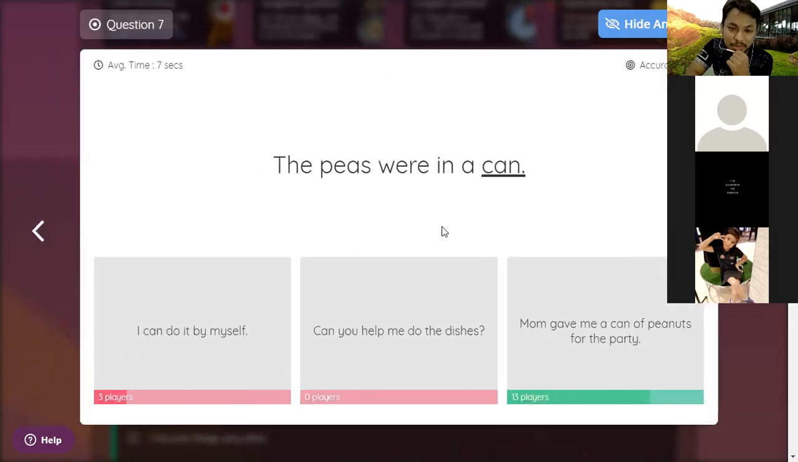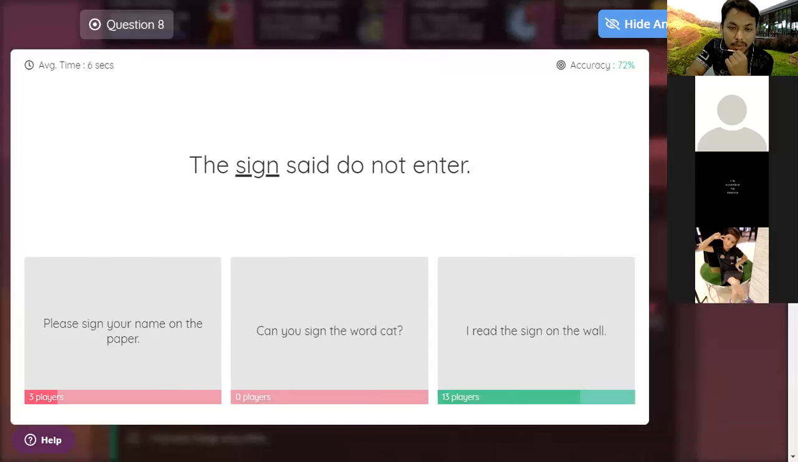Fokus sikit lagi, kita go to. The peas were in a can. Can masuk sini tin. Saya tin. Betul tak? Confirm salah. Tolong saya buat cuci pinggan. Salah. Mom gave me a can of peanuts. Itulah maksud dia. Oh, kesiannya. I hope you are doing well.